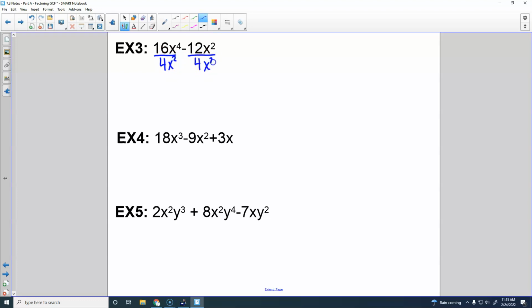So, both of these have x's. I'm going to take whatever my lowest exponent is. I can't take 4 x's away because I've only got 2 right here. Right. So, whatever that greatest common factor is, I'm going to write it out front. And I'm going to put a set of parentheses. And so, Hank, whenever I divide 16x to the 4th by 4x squared, what will I get?